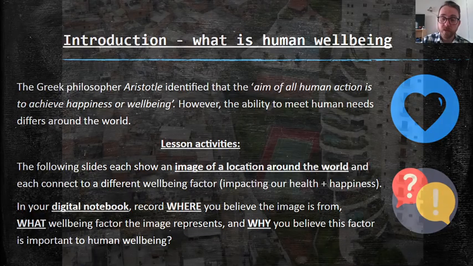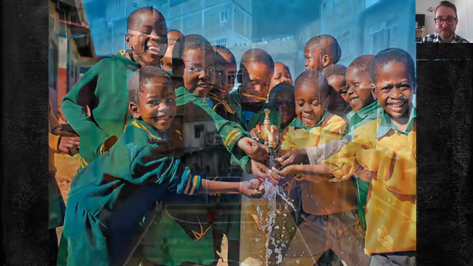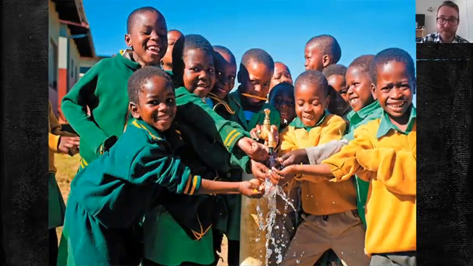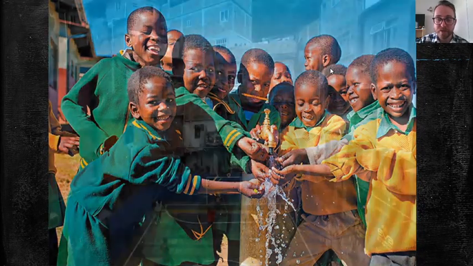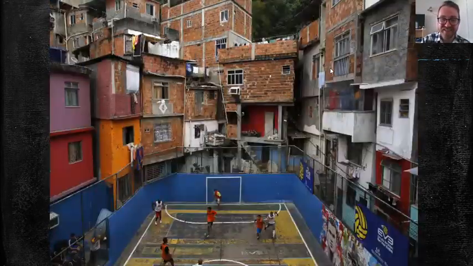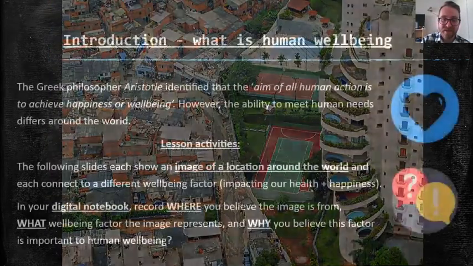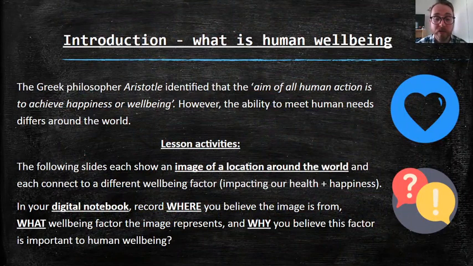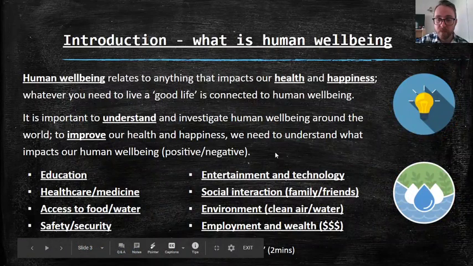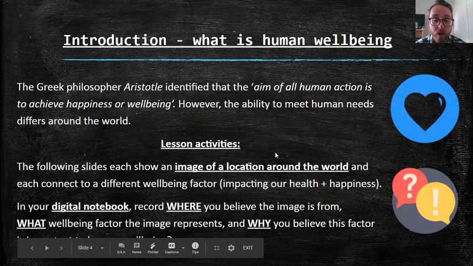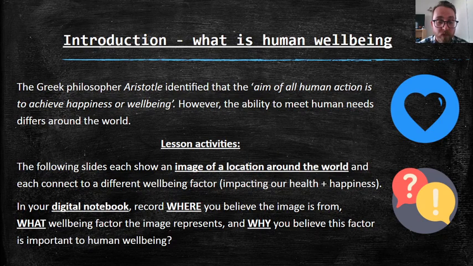So I've got a few images. You need to go through this list of images. That one's my favorite. Just look at this little dude with the pencil. He is so happy. Anyway, you need to go through that list of images there. And in your digital notebook, write, okay, image 1, I believe this is in Australia or Switzerland or wherever. Number 2, I believe this image represents blank, and then pick one of those well-being factors. And then 3, why do you think this factor is important to your health and happiness?